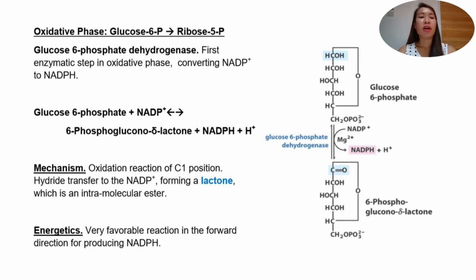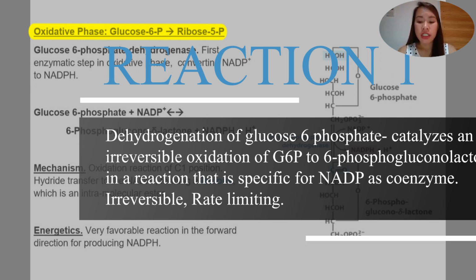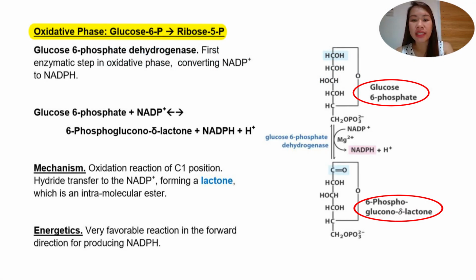Okay? So first, let's talk about the oxidative phase. When we talk about the oxidative phase, class, as I mentioned earlier, it is composed of 3 reactions. And the first one is the dehydrogenation of glucose 6 phosphate, which catalyzes an irreversible oxidation of glucose 6 phosphate to 6 phosphogluconolactone. Okay, this is a reaction that is specific for NADP as coenzyme. So the coenzyme is NADP, and this is the enzyme glucose 6 phosphate dehydrogenase, and this is the rate limiting step. The first reaction is the rate limiting step.